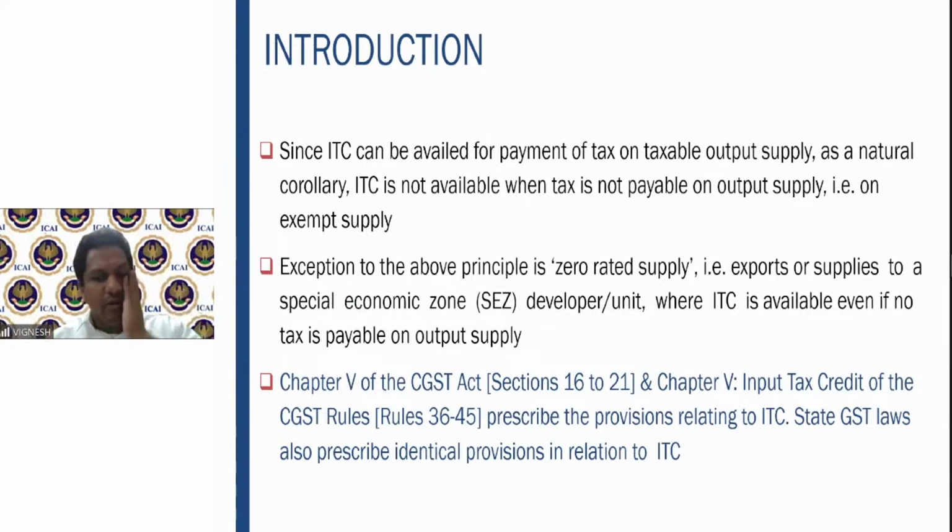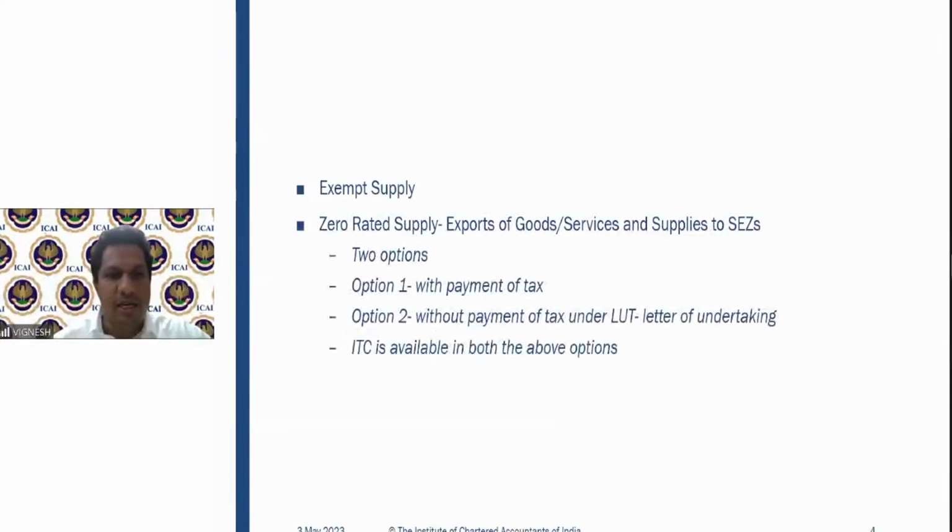Chapter 5 of the CGST Act, sections 16 to 21, and rules 36 to 45 prescribe the provisions relating to input tax credit. State GST law also prescribes identical provisions. Fine. So zero rated supply is what it is; we had covered it in the exemption details at that point of time.